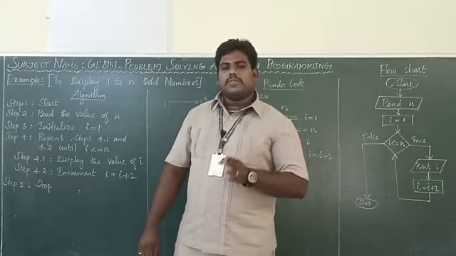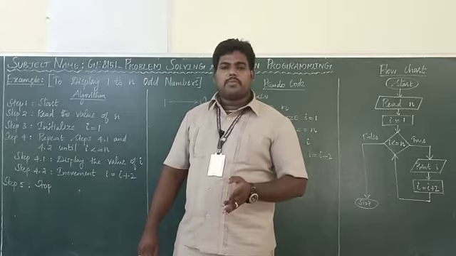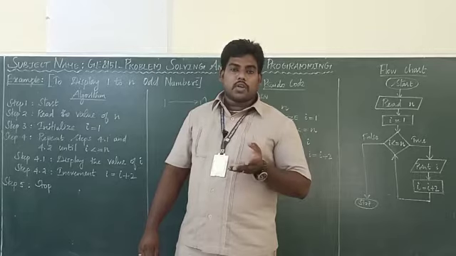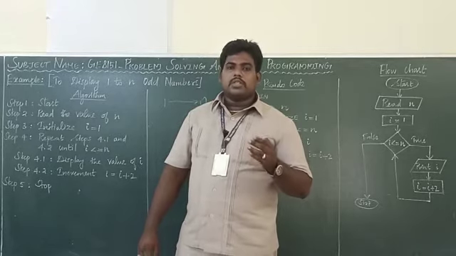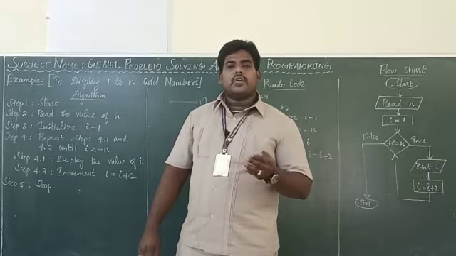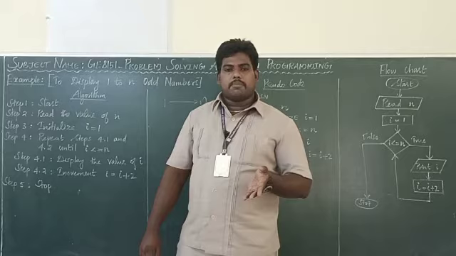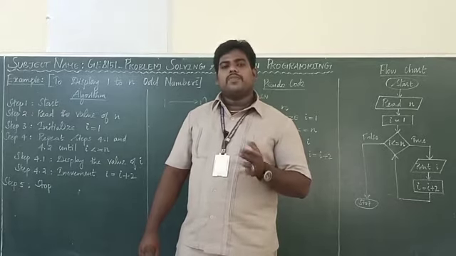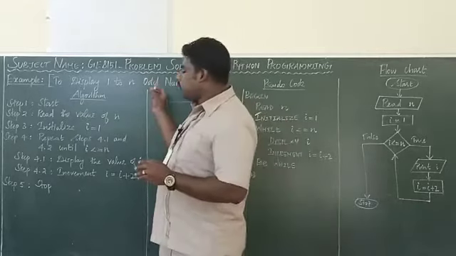Any number divided by 2, and once you get the remainder as 0, we say it is an even number. If the remainder is a non-zero value, we say it is an odd number. For example, 2 divided by 2, you will get the remainder 0, then it is an even number. If the remainder is a non-zero value, we say it is an odd number. All of you understood?